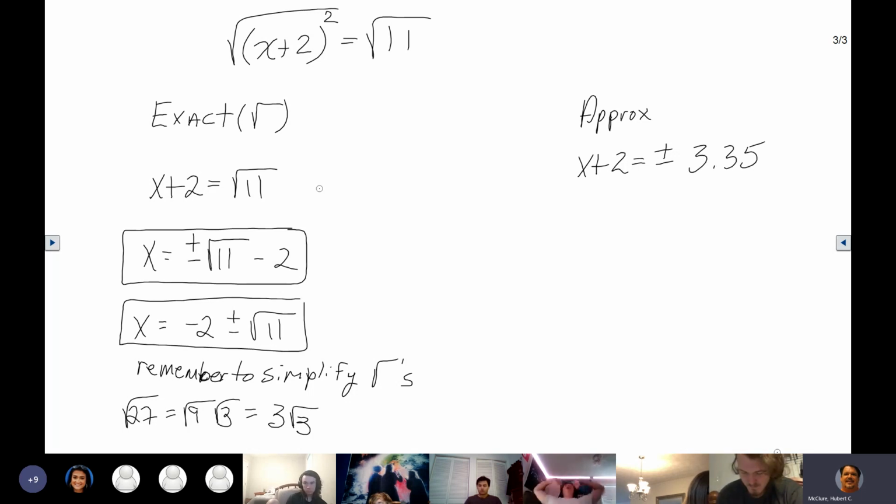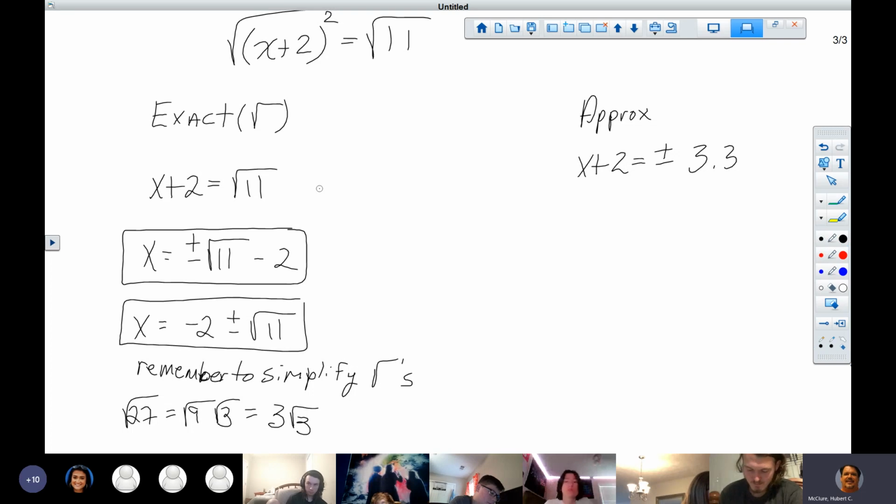Somebody take the square root of 11 for me. Tell me what you get. 3.316. Okay, I'm off by a little, so I'm going to just say 3.3. Okay, we're not building a spaceship here. We're sketching a graph. So 3.3 is close enough for government work.